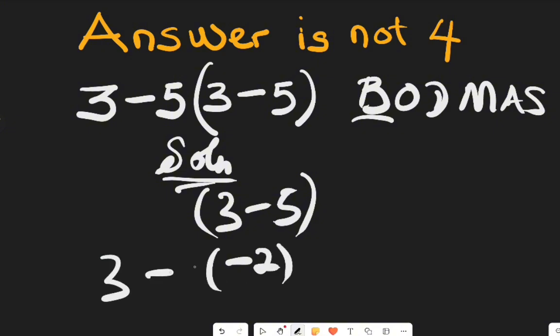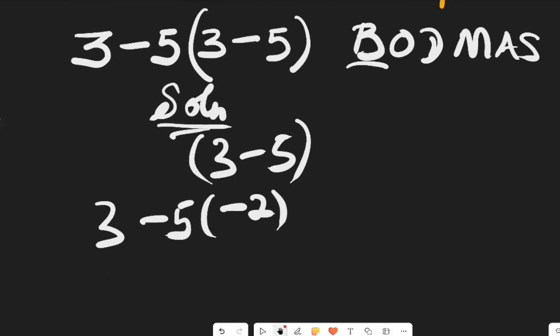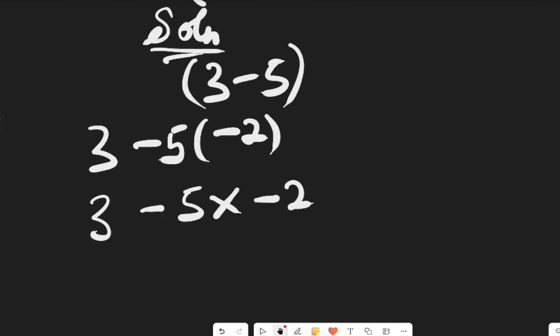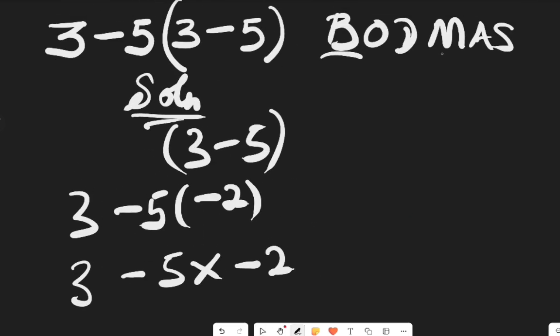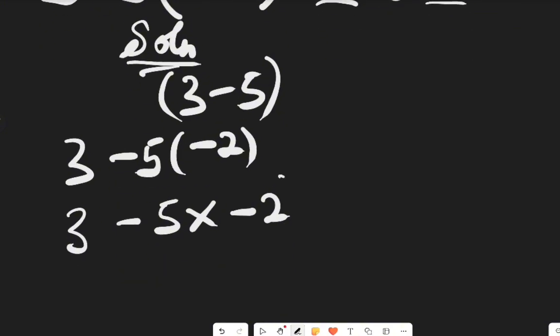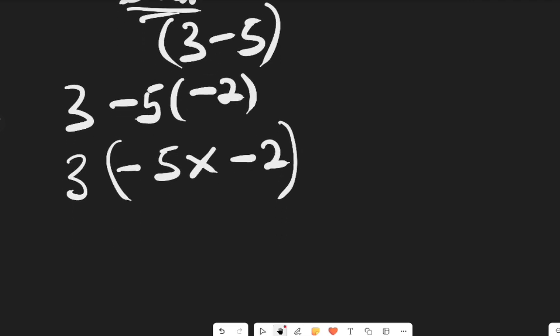In this case, we have 3 minus 5, bracket is a short way to write multiplication, which is times, minus 2. Then, in BODMAS, we have to consider multiplication first. Then, multiplication, we are multiplying these two numbers, minus 5 times minus 2. And when we multiply minus 5 times minus 2, we are going to have plus 10.